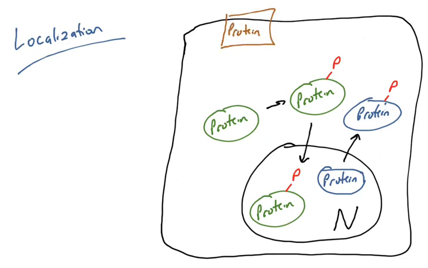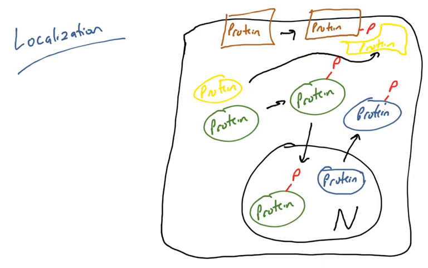The last one I want to talk about, which we'll see examples of, is localization to the plasma membrane. So here is a brown protein, and that's a membrane protein. It's embedded in the plasma membrane. And this protein can become phosphorylated. But it's still in the membrane. Nothing's changed about it. But let's say this yellow protein has high affinity for the brown protein when the brown protein is phosphorylated. If the brown protein is not phosphorylated, this yellow protein just hanging out in the cytoplasm might bounce off of the brown protein, might have low affinity for it, but when the brown protein becomes phosphorylated, the yellow protein has high affinity for the phosphorylated brown protein.